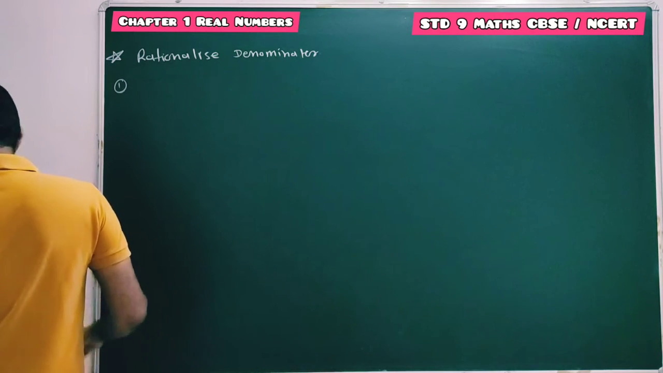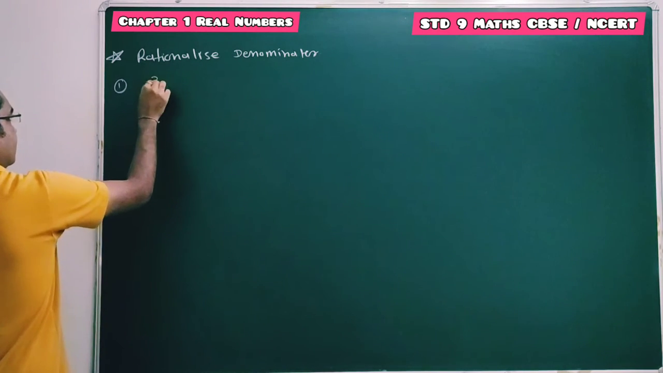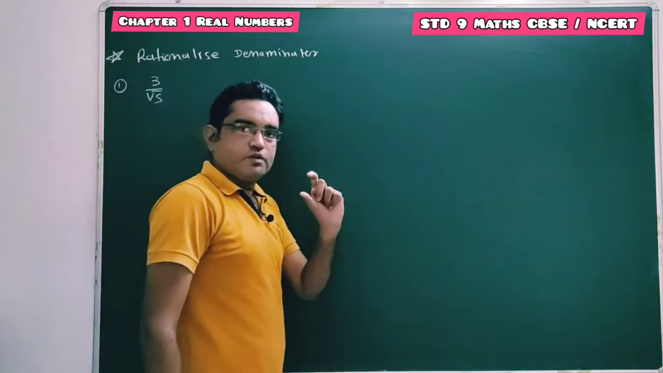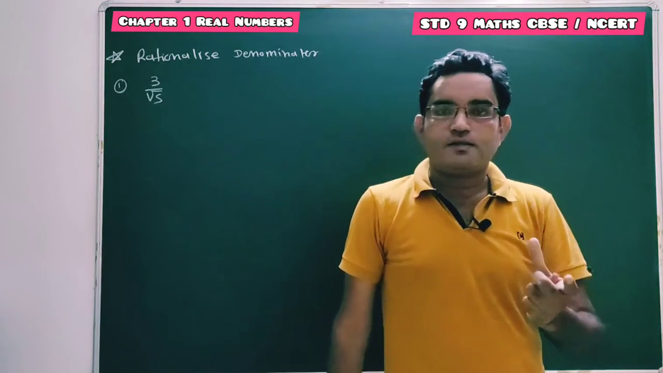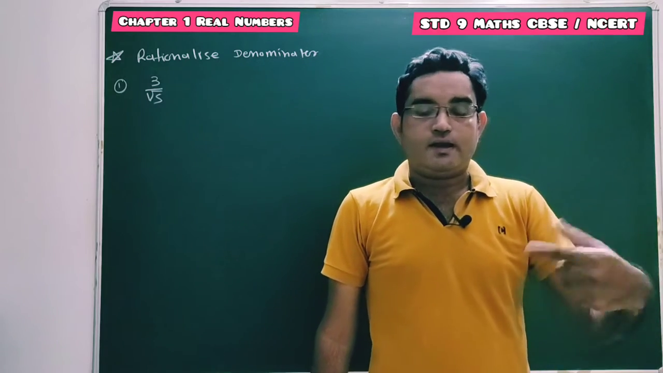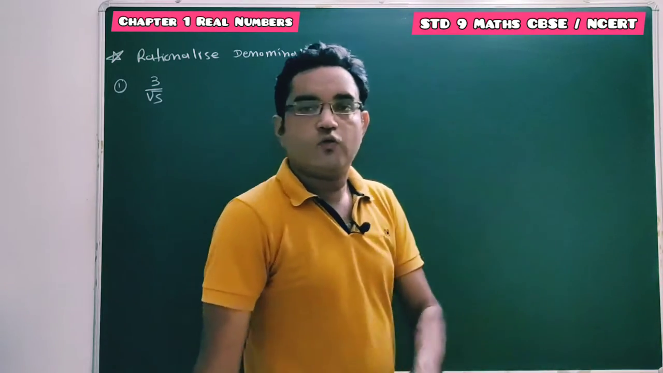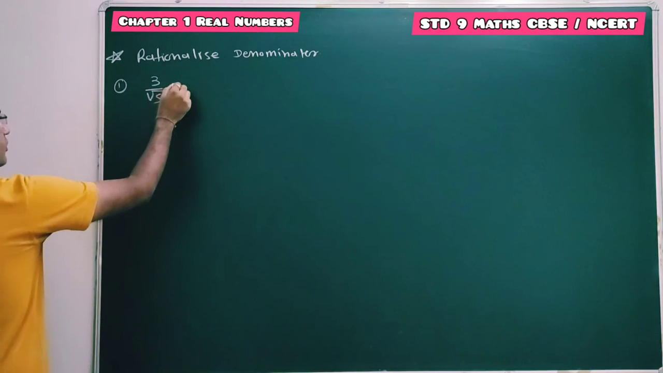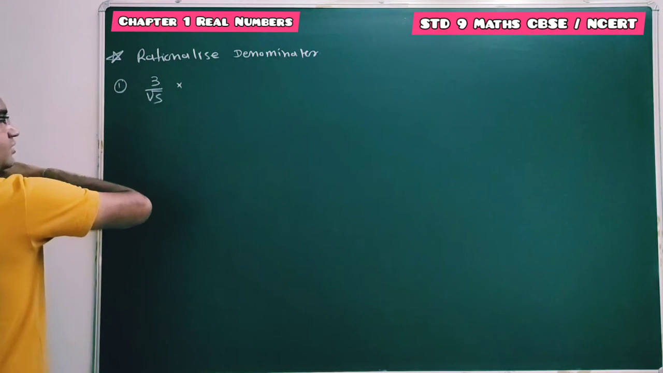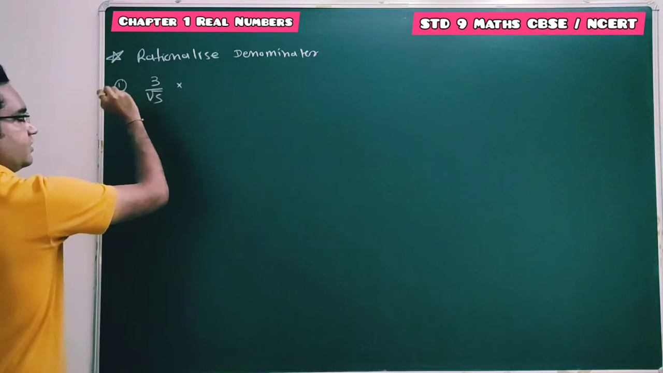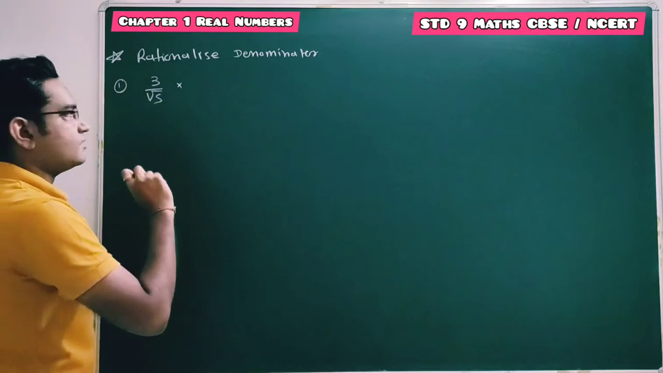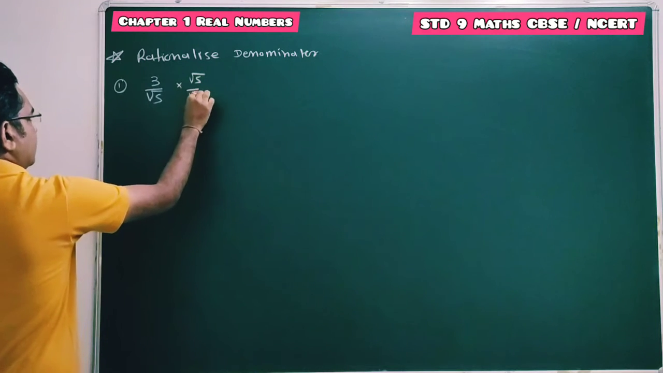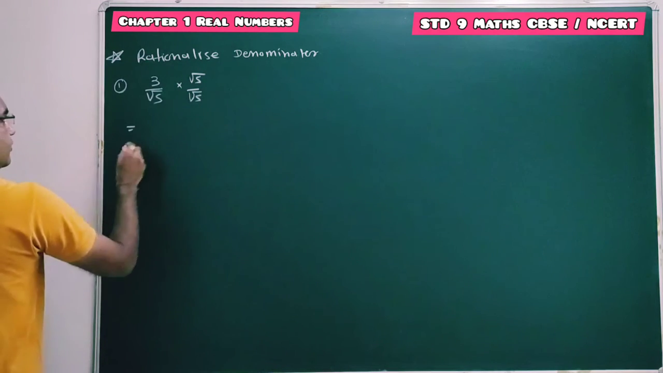First question, here we have to rationalize the denominator. 3 upon root 5 is there. In this number, the numerator is 3 and the denominator is root 5, where root 5 is an irrational number. We have to convert this irrational denominator into a rational number by multiplying with the proper rationalization factor. So your rationalization factor is root 5. So multiply numerator and denominator with root 5.